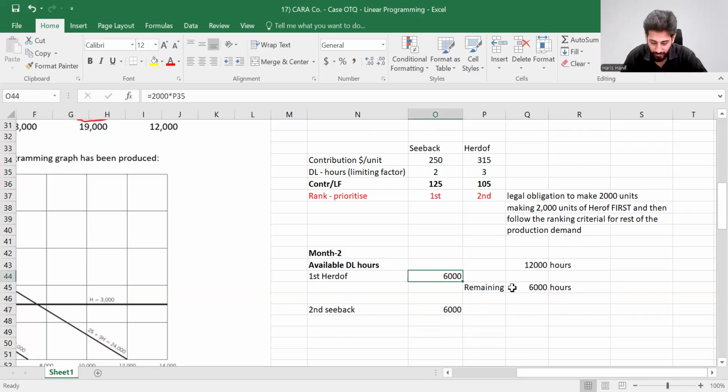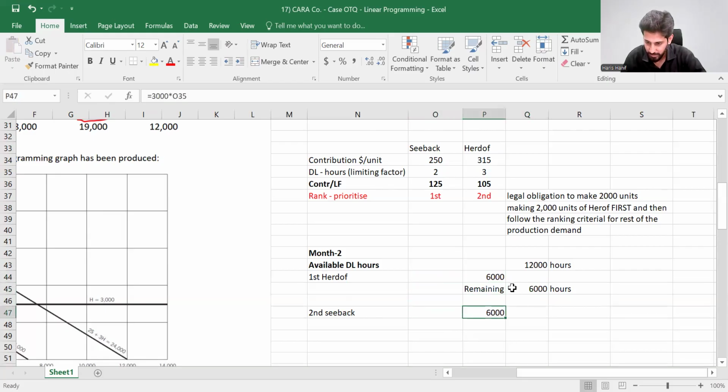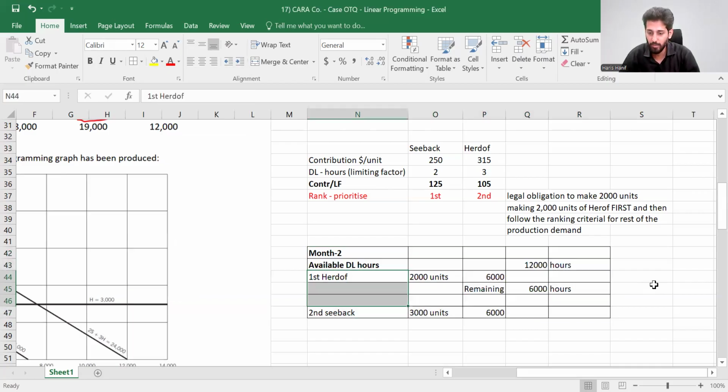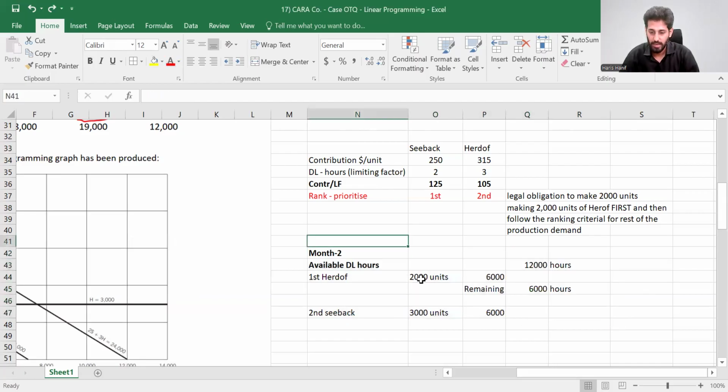Now I'm just doing it over here. And this is Heard of. The units are 2000 units, and there are 3000 units, so that it will be easy for you to calculate, right? So this is my optimal production plan. I will have to produce these number of units. That's a very simple point. So now let's move on.